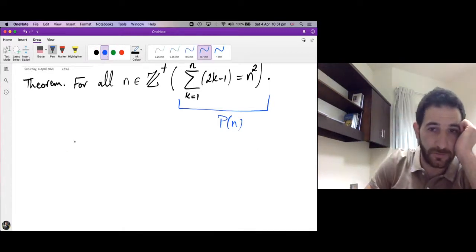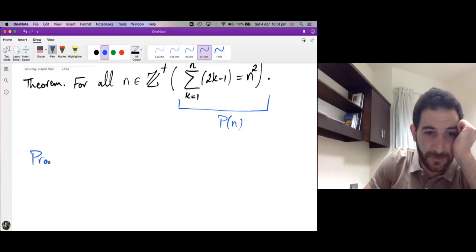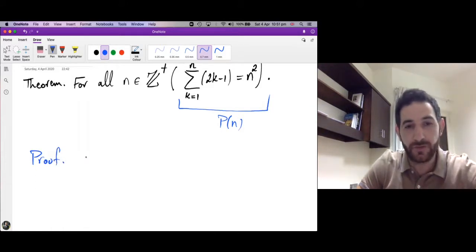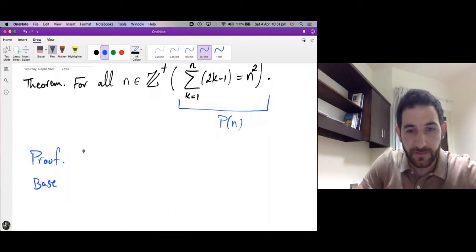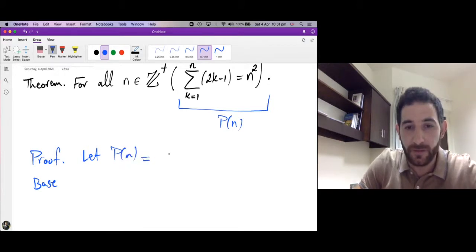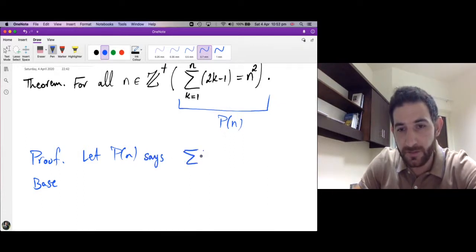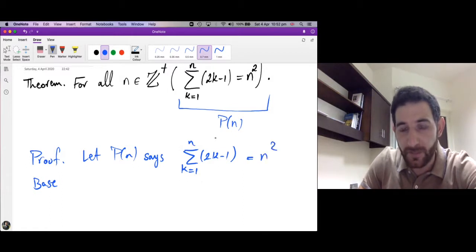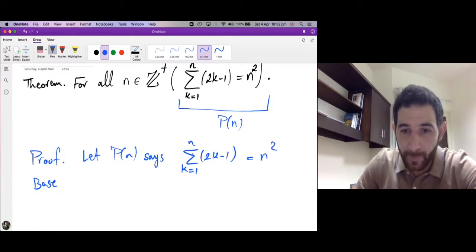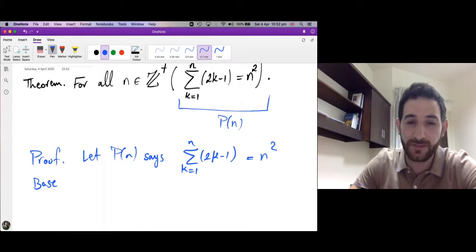So, proof. We will use mathematical induction. First, let P of n be this property: P of n is the predicate which says that the summation of 2k minus 1, where k ranges from 1 up to n, is equal to n squared. So this is a property about n. We want to prove that this holds for every n.